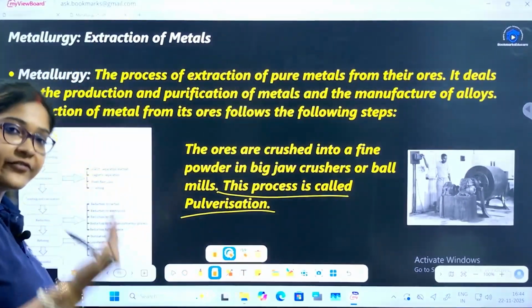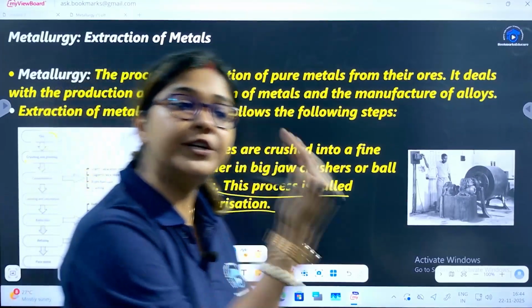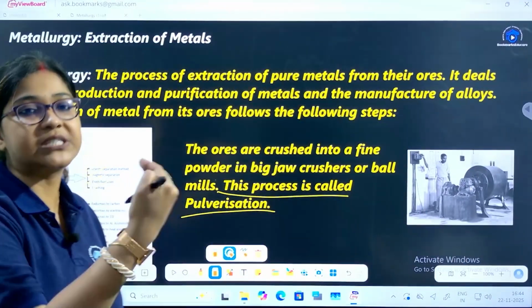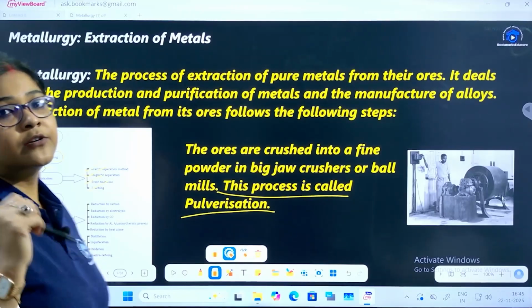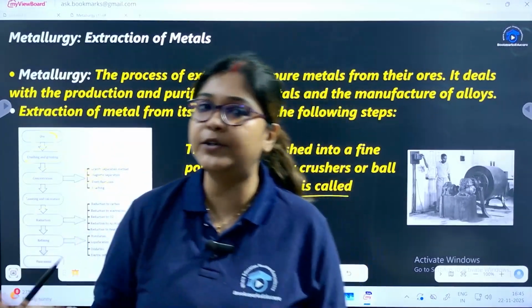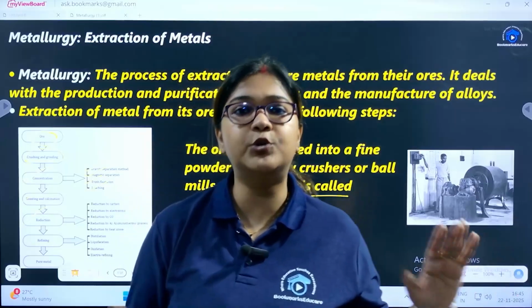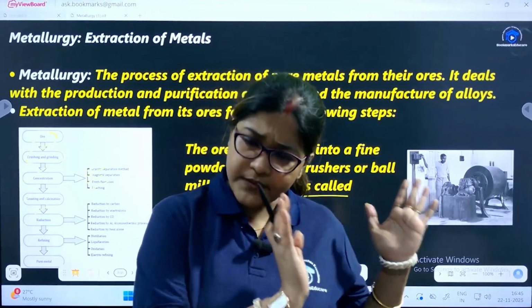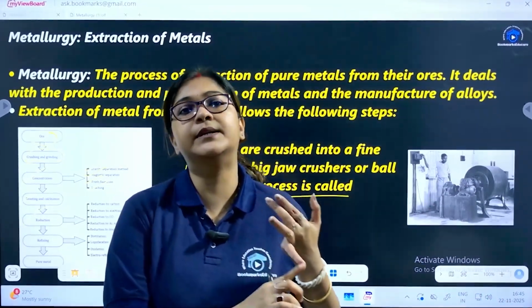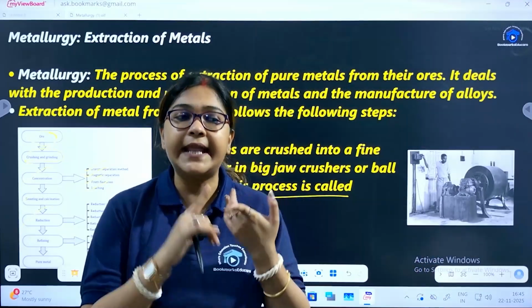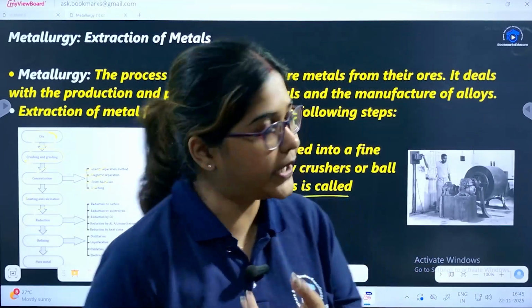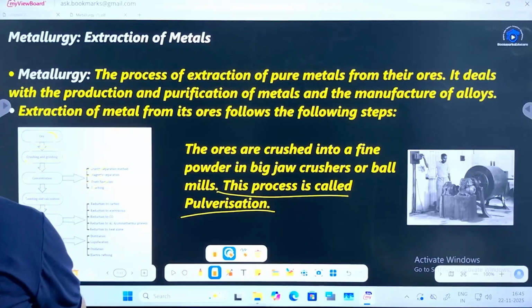Next comes, after oxidation, what? You have to reduce the oxides to their respective metals. So the next step is reduction. Reduction you can do in 2 ways. One is by chemical method, where you use certain chemical agents like carbon, hydrogen, carbon monoxide, and it can also be electrolytic reduction. After that comes refining.